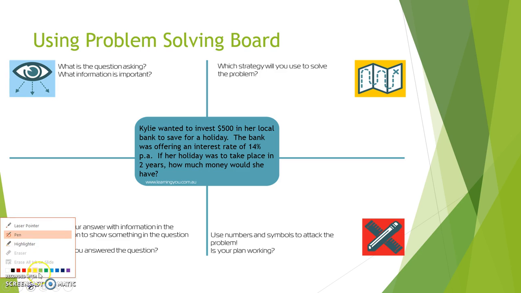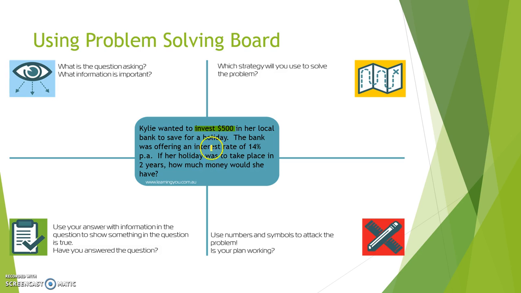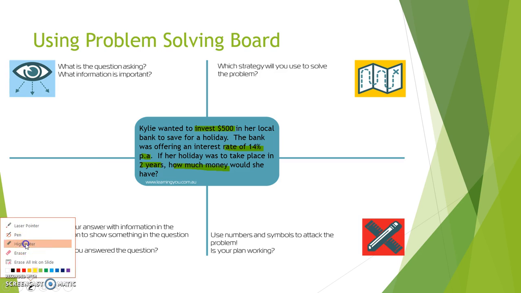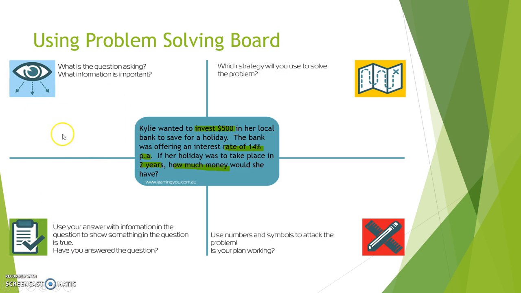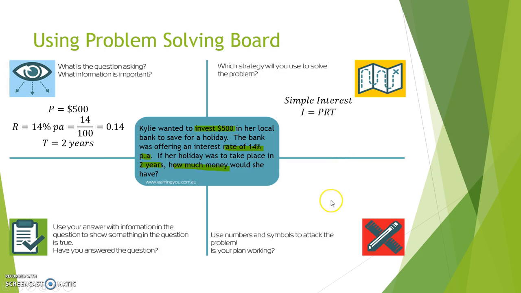The same as before. Highlight the important information. We're investing 500, interest rate of 14% per annum, and it's in 2 years. How much money will we have? So the same as before, we're summarizing the information, but now we're doing it over here in this corner of the board. P is $500. Our interest rate, which we convert to a decimal by dividing by 100, is 0.14, and T equals 2 years. Our strategy is going to be the simple interest formula, and that's over here. We may have other things we want to include there.